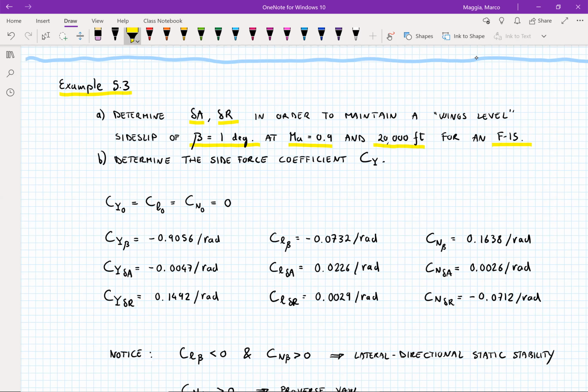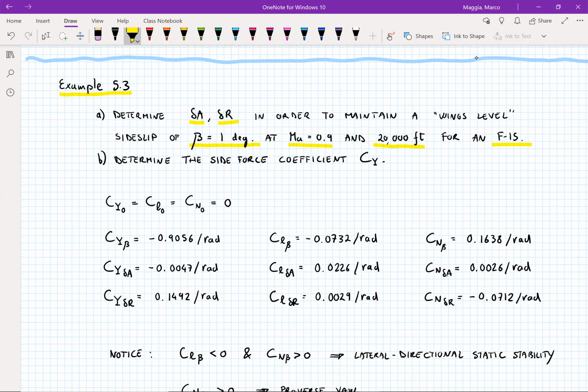If we want to maintain a sideslip, this is still a trim condition. It's just a constant sideslip trim condition. So we still want Cl and Cn equal to 0.